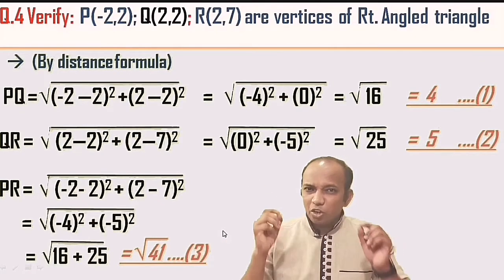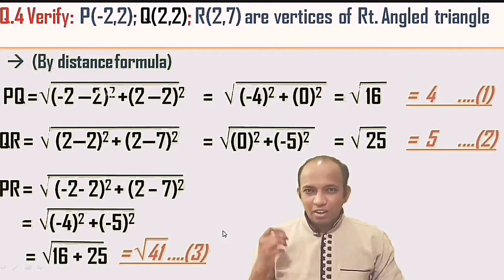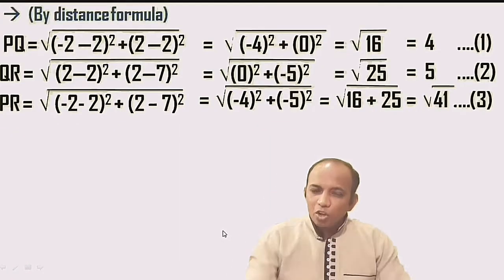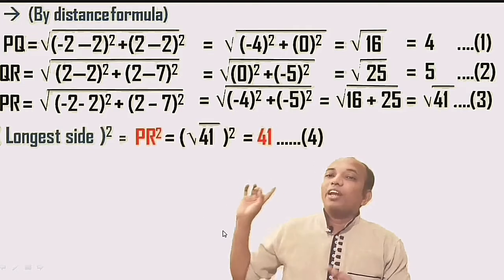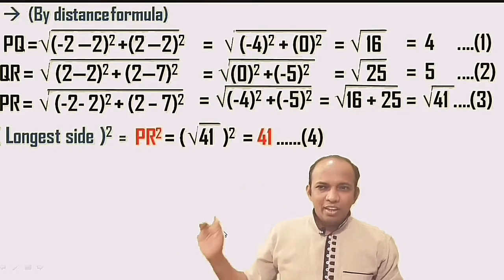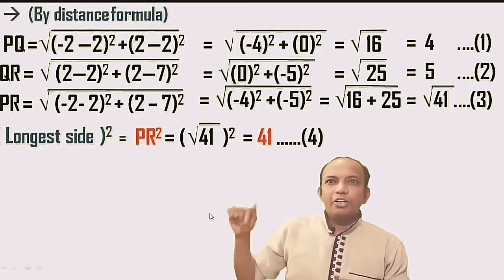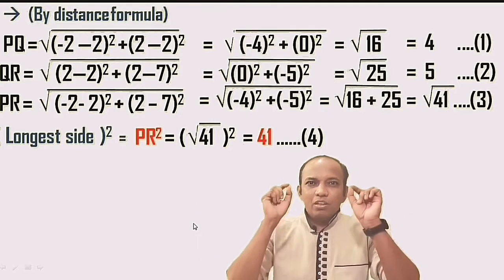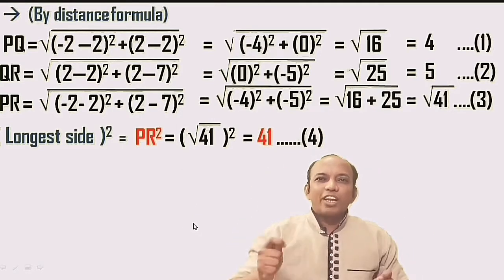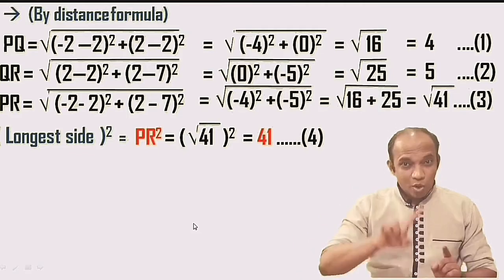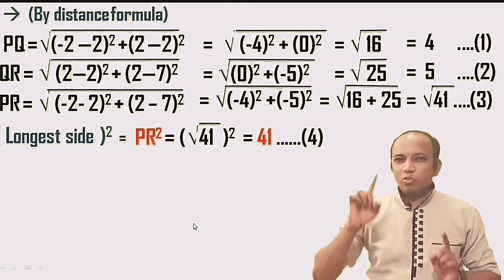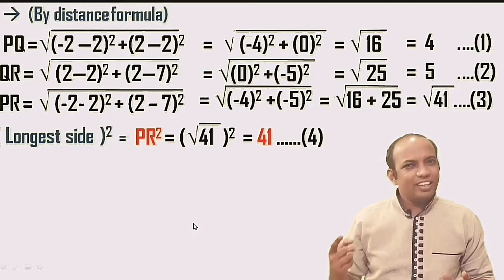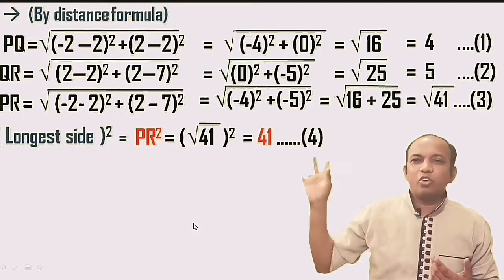So we got the first step of our action plan. We have found the longer side, so make a square of it. Longer side square is equal to PR square, and that gives the answer under root 41 the whole square. The way I told you in the previous lecture, square root of a square is nothing but a. In a similar way, square root of 41 square is nothing but 41. Yes, the answer is 41.